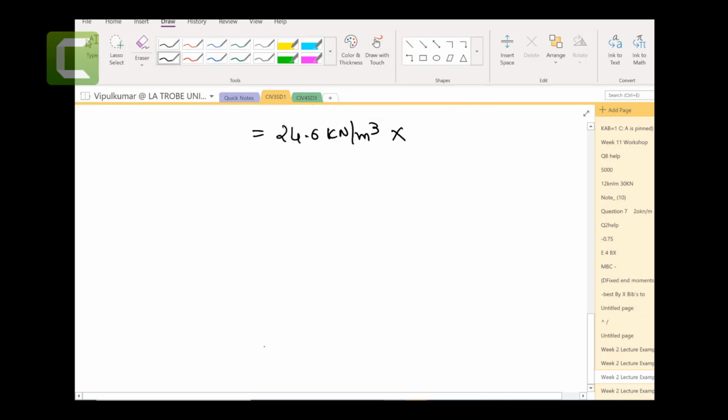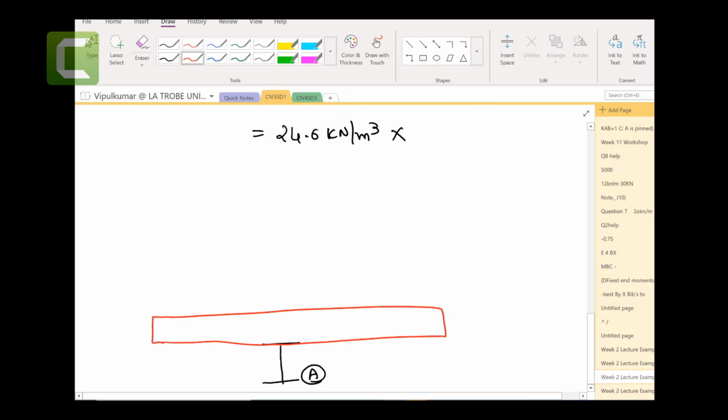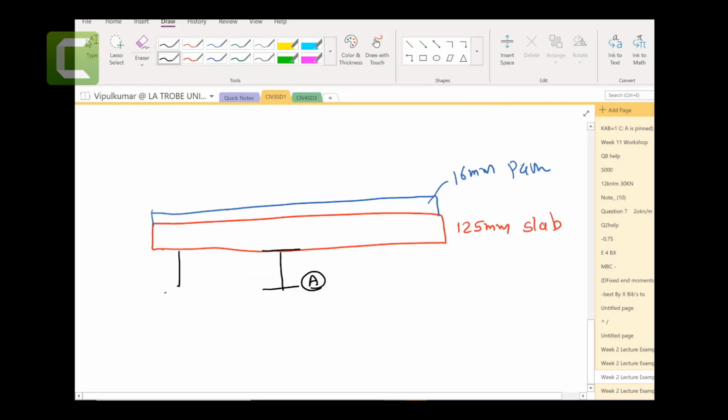Okay, now here is your beam A. Here is your slab, 125 millimeter thick. Here is this paving, 16 millimeters, I think, thick. This is slab. This is paving. There is one more beam sitting here, and there is one more beam sitting here, right? I hope you can imagine. From these guys to here is 3600 millimeters. From here to here is 300 millimeters.